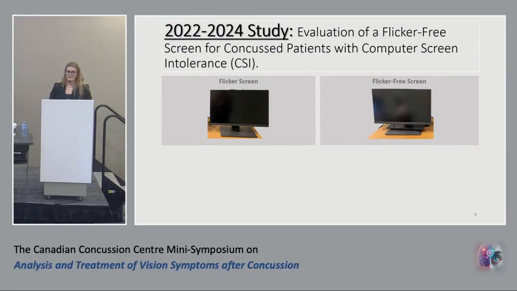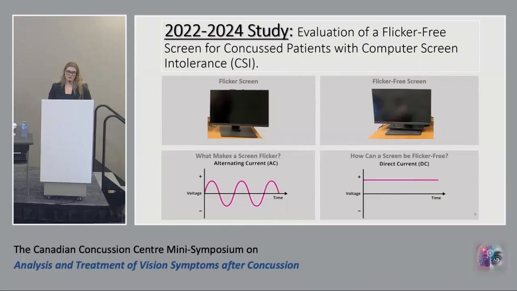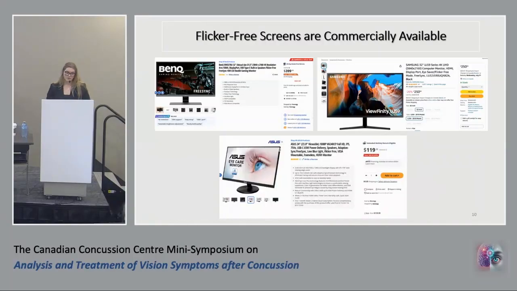But you're probably wondering, what makes a flicker screen flicker? Well, this is done through pulse width modulation of an alternating current. This turns the voltage on and off at a high frequency, which induces flicker. But at a lower brightness, it induces a greater flicker, which could be problematic for concussion patients because they tend to lower the brightness if they have light sensitivity when they're using a computer screen. The flicker-free screen uses a direct current, so this provides a constant stream of light at any level of brightness, which eliminates the flicker. This flicker-free screen is commercially available. You can purchase it on Amazon for as low as $120.